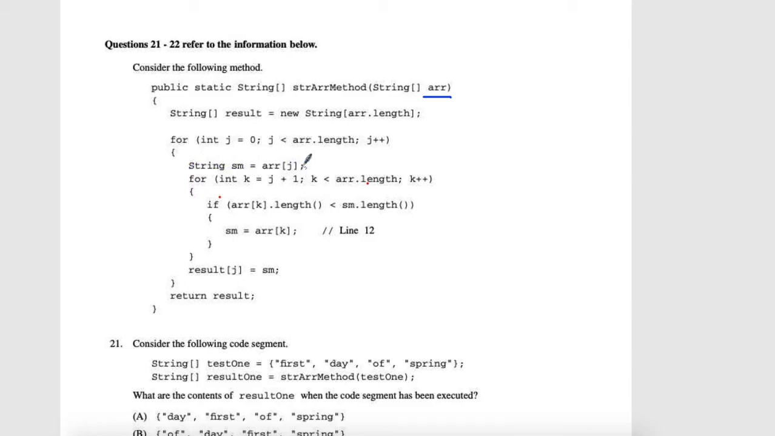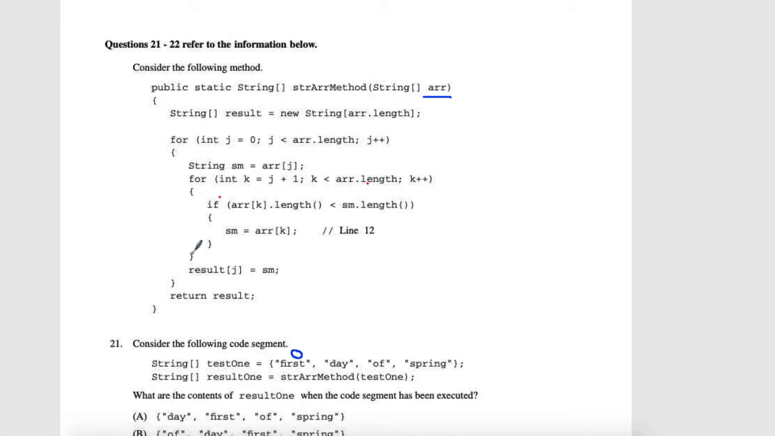A new string object will be instantiated that represents the element in the current position in the parameter array. So for example, that first element will be the one in the 0th position. So Sm will begin as first.